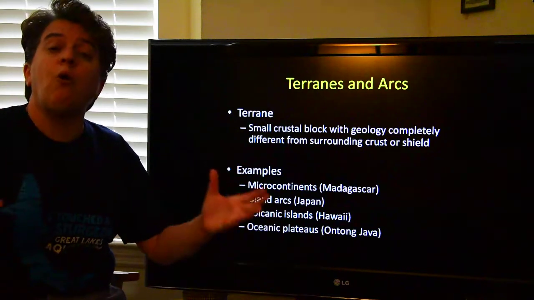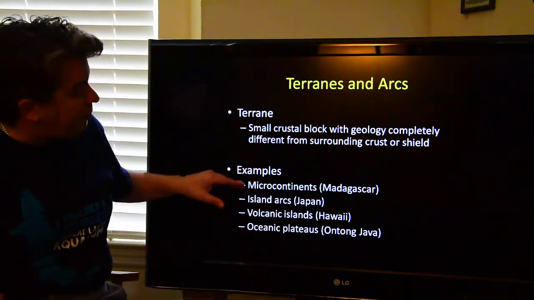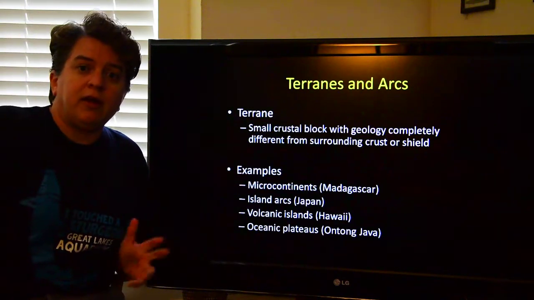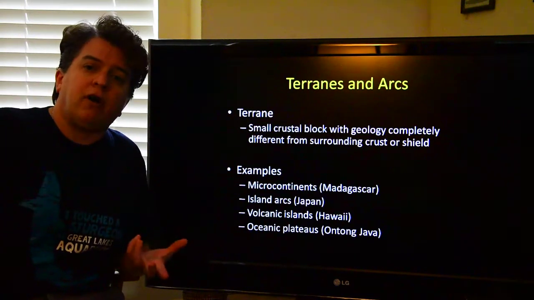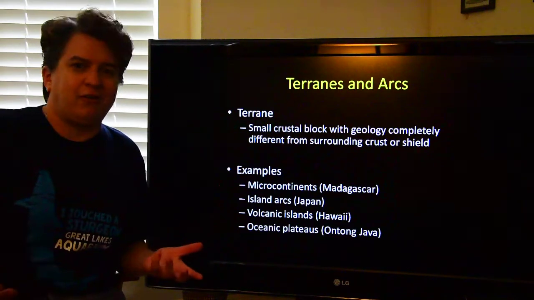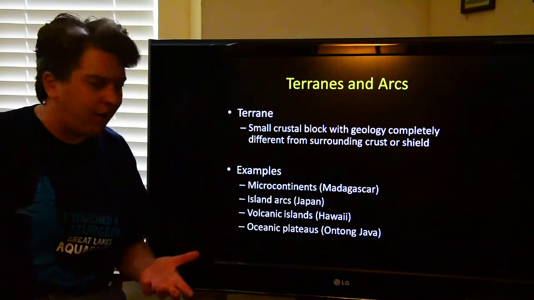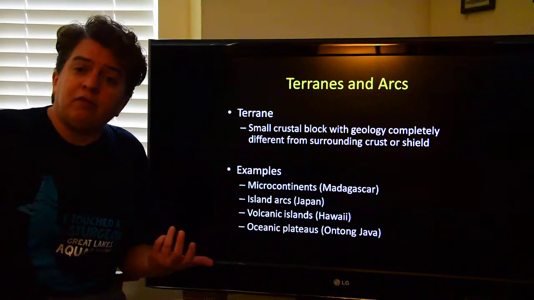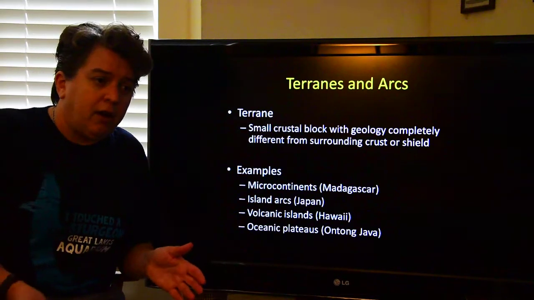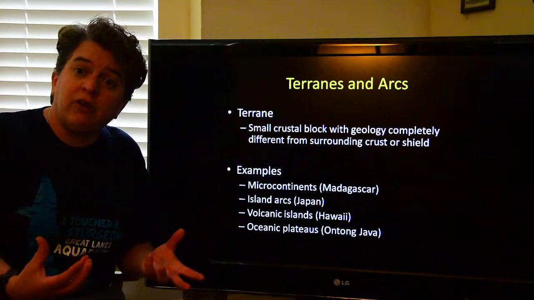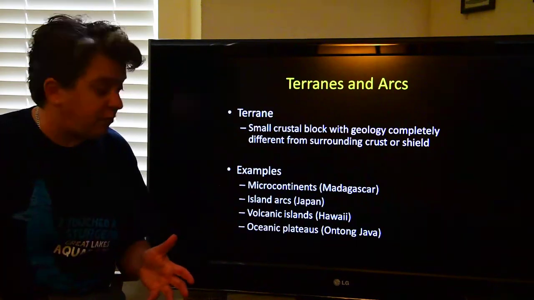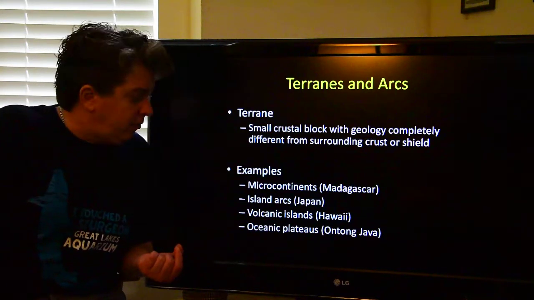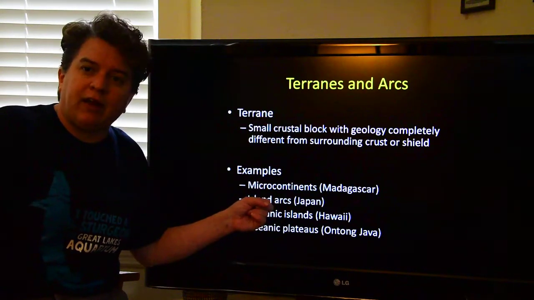So it kind of has its own geologic history. Some examples of terrains are things like microcontinents, like Madagascar. It's a piece of continental crust, but it's not an actual entire giant continent. Island arcs, like Japan, also count as terrains. Again, they have their own geologic history, unique from things surrounding them.